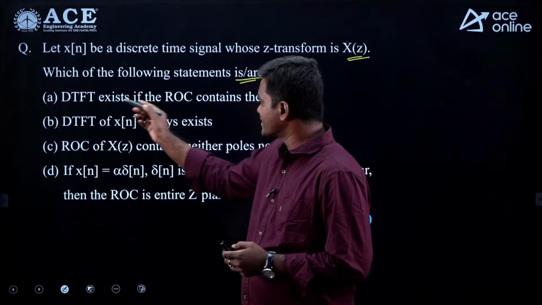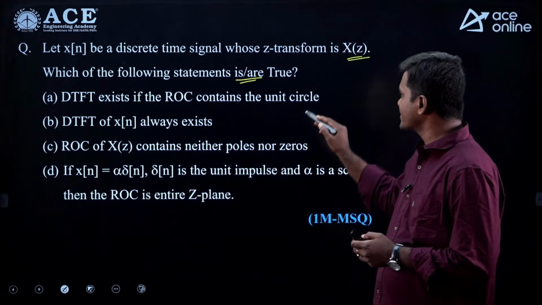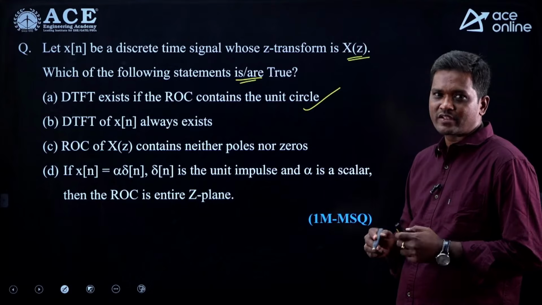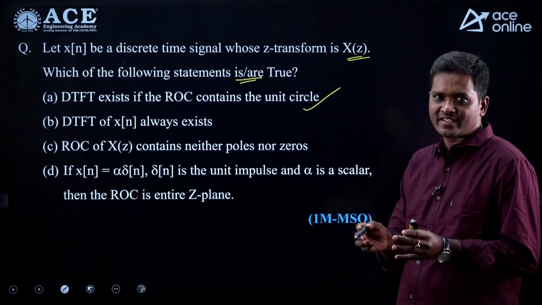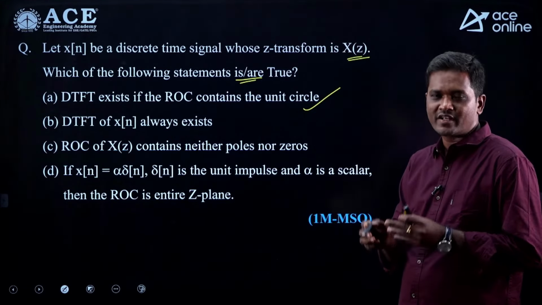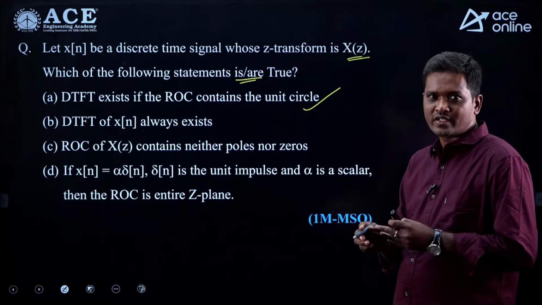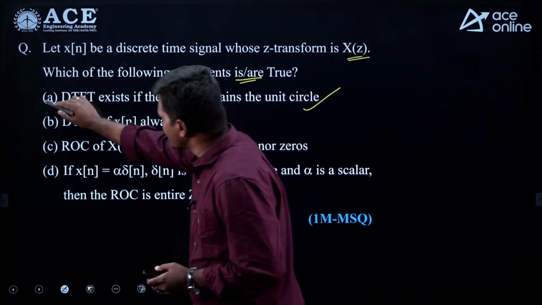First option is given as: DTFT exists if the ROC contains the unit circle. Correct. For stable signals, only DTFT exists. It is a property of the ROC. For stable signals, ROC includes the unit circle. So, first option is correct.